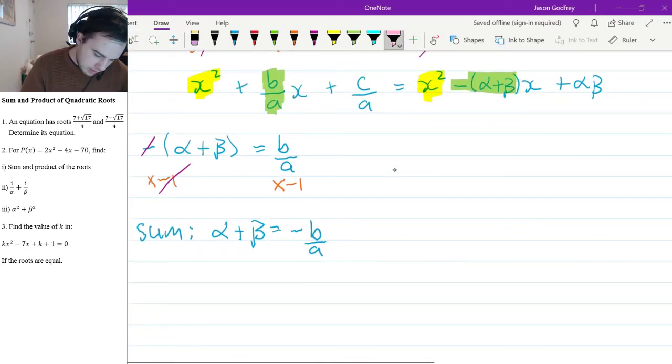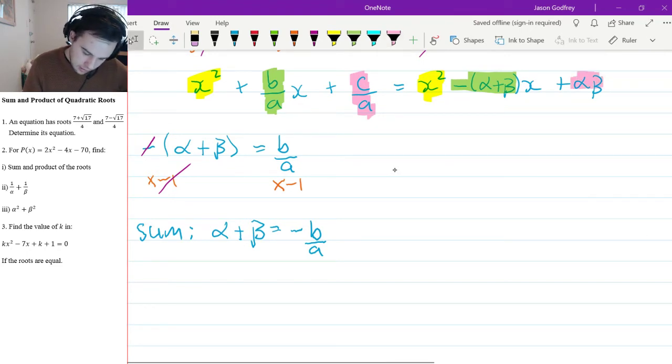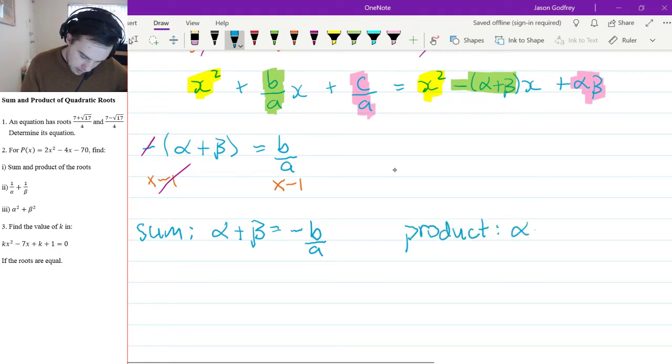If we do the same thing and we look here, we've got c on a as the constant term in the general form when we've divided through by a, and here the constant term is alpha beta. So alpha beta, with alpha and beta in between them being times, is the product. The product of the roots, alpha beta, equals c on a.